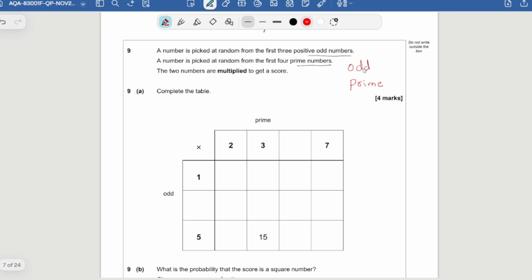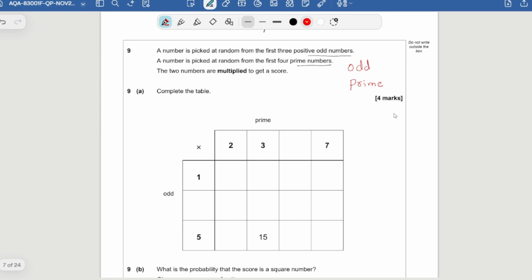So odd numbers are the numbers which are not multiples of 2. In other words, if you divide an odd number by 2, you get a remainder of 1. So 1, 3, 5, 7 are all odd numbers. And prime numbers have only two factors, the number itself and 1. So the prime numbers begin from 2 and go 2, 3, 5, 7, and these are all prime numbers.